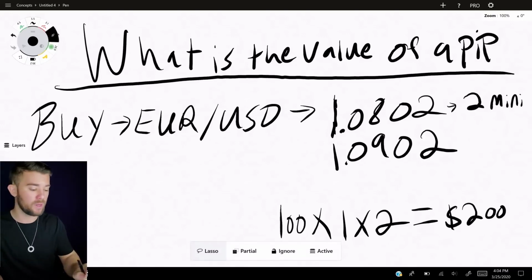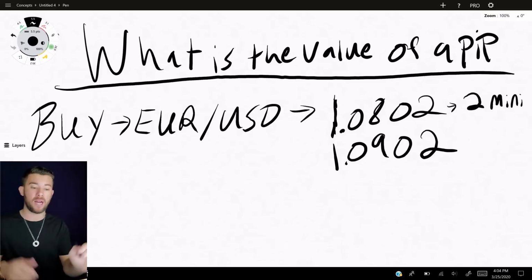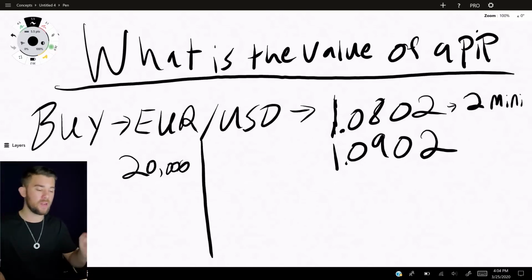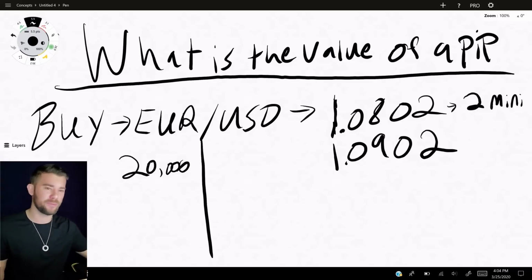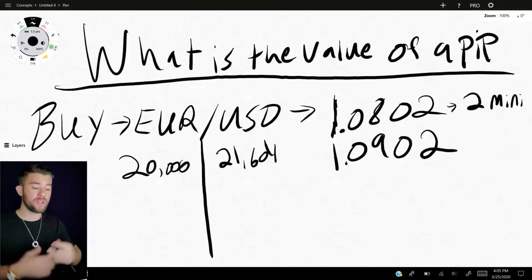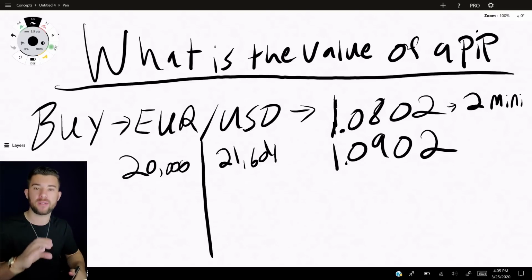Now, let's go through the other way of looking at it on a mini lot as well. What you are saying is, broker, I want 20,000 euros. And the math is going to get a little more difficult here. Hold on, let's bring a calculator over. They're going to charge you 1.0802 times 20,000. When they do that, they're going to be charging you $21,604. So when they're charging you $21,604, you're holding 20,000 units of euro.